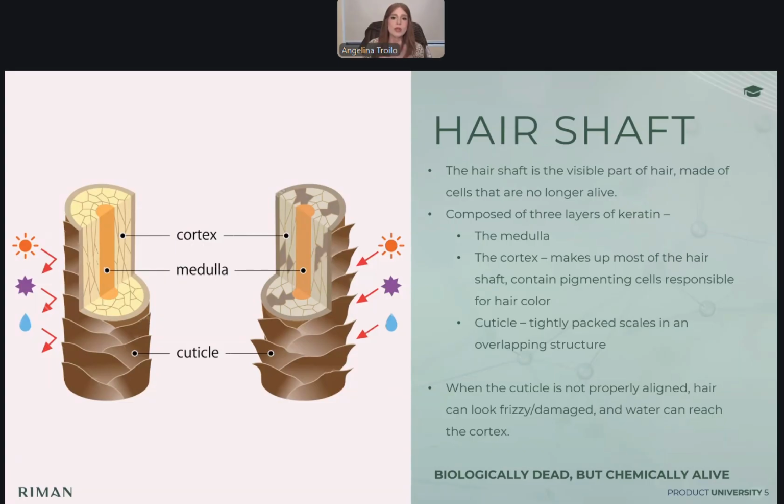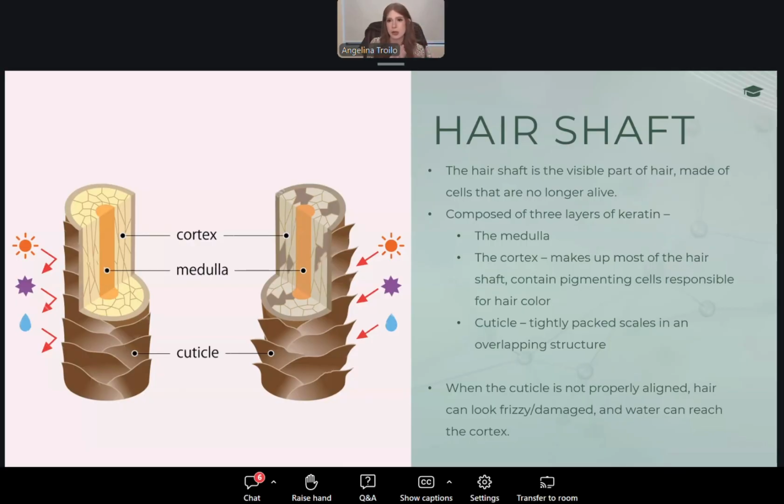Now, when we look into the cortex, there's a lot going on in the cortex as well. So as I had mentioned, what's important here, of course, is the pigmenting molecules, but also the different bonds in the cortex. So you have both weak and strong bonds within the cortex. The weak ones are mainly hydrogen bonds, but there's also what are known as van der Waals forces. For our discussion today, we're really going to focus on those hydrogen bonds.